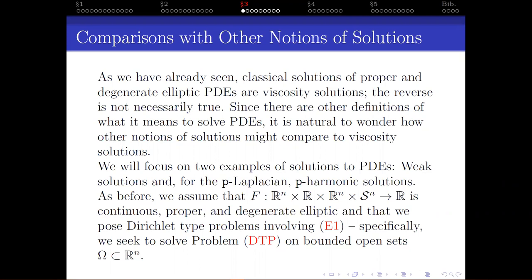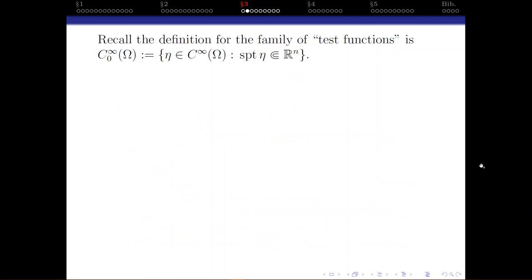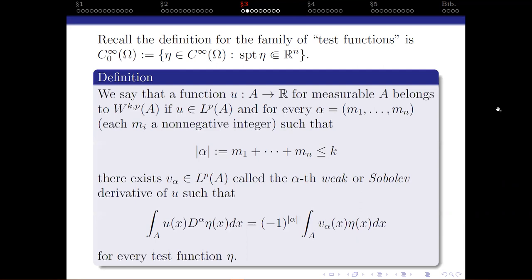So some background for people who don't know it, we're going to use this terminology when we talk about test functions, or sometimes you'll also hear them called bump functions, compactly supported smooth functions. They are used a lot in the theory of weak solutions. And what we're going to say is that if I have a function u over a measurable set A, which is, let's say, in L^p, and I have an integer n-tuple, alpha, which consists of integers m_1 through m_n, each of which is non-negative, with the property that m_1 plus ... plus m_n is less than or equal to k.